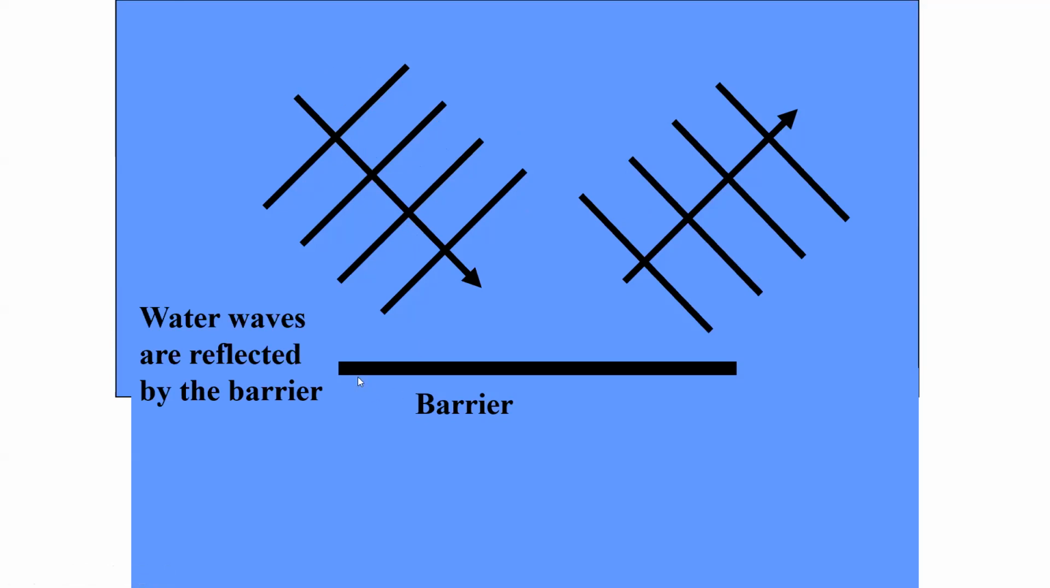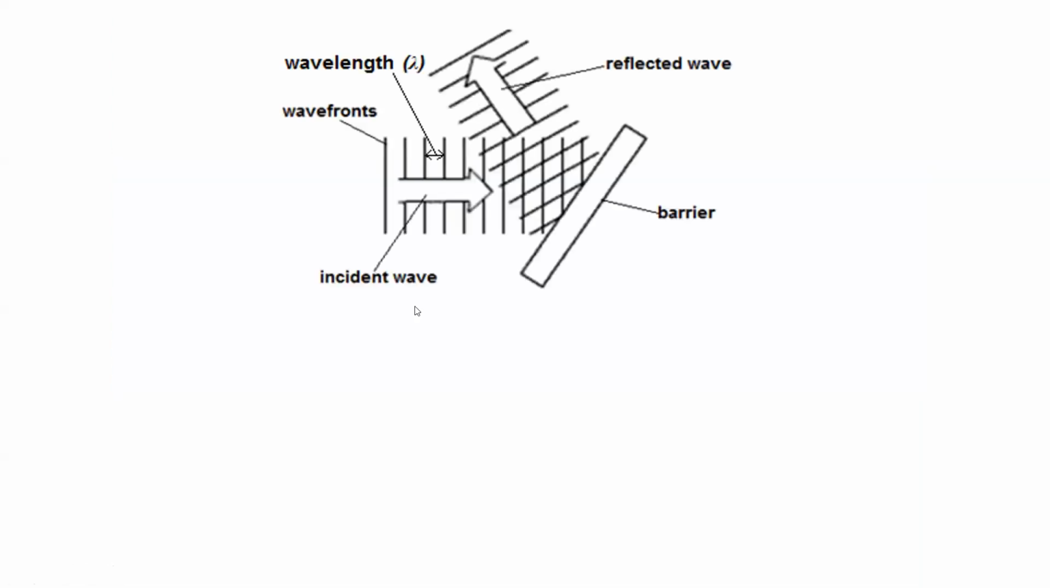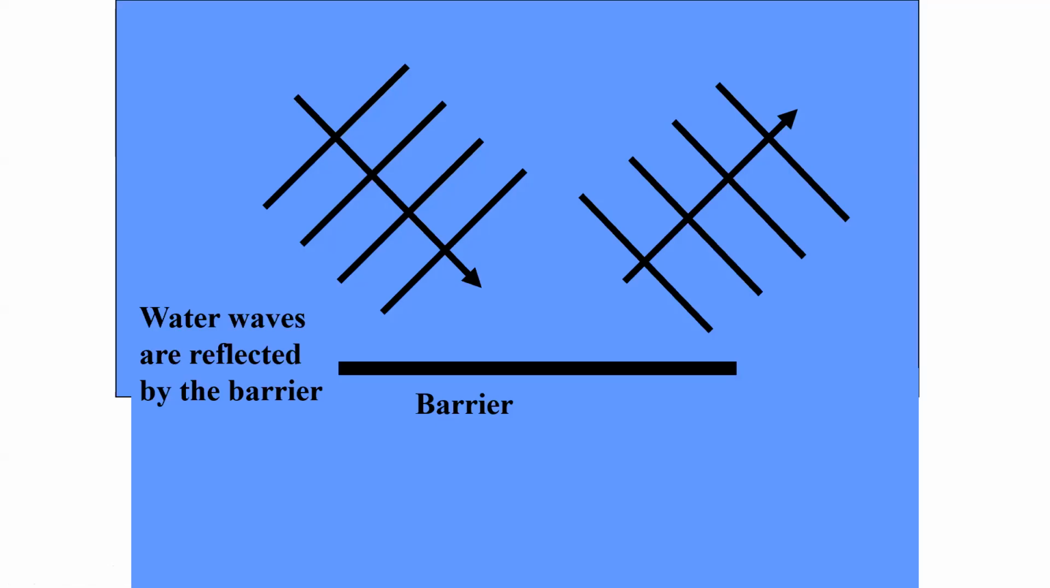For a wave which is reflected from the barrier, the angle of incidence and the angle of reflection will be the same. How do we work out the angle of incidence? The ray which strikes the surface is the incident ray. The imaginary line which is perpendicular to the surface is known as the normal. When we measure the angle of incidence and the angle of reflection, both come out the same, which is also known as the law of reflection.